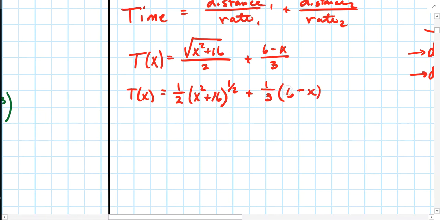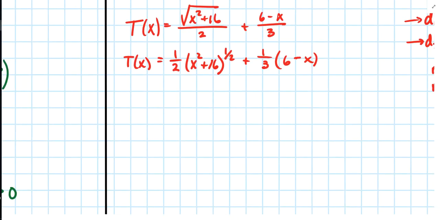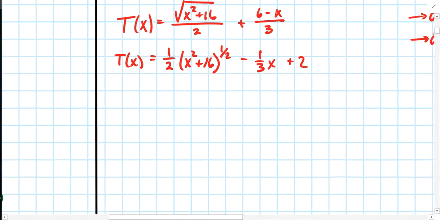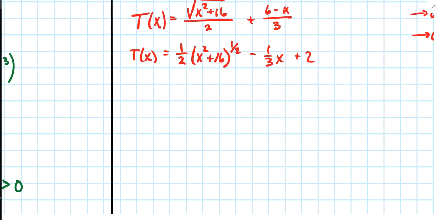And if you really wanted to, you could distribute this 1/3 in and call this 2 minus 1/3 x. And I actually think that might be a pretty good idea, so I'm going to do that now. So 6 divided by 3 is 2, and negative x divided by 3, we can call that minus 1/3 x plus 2.